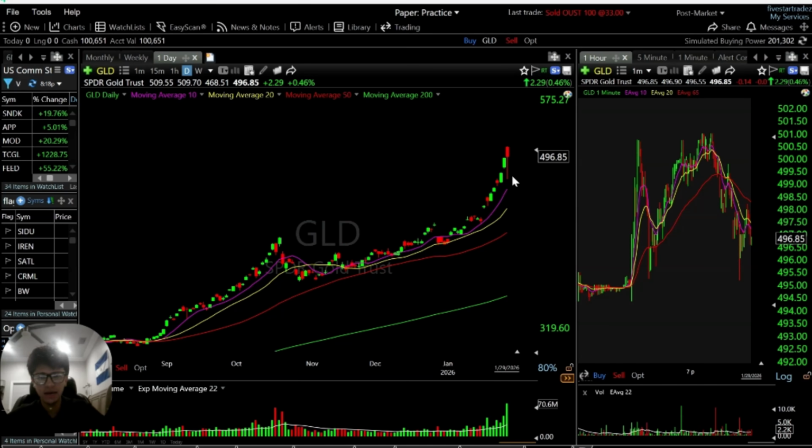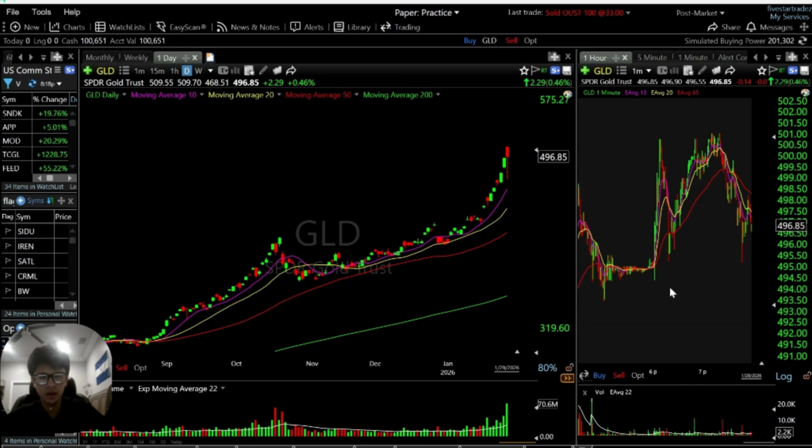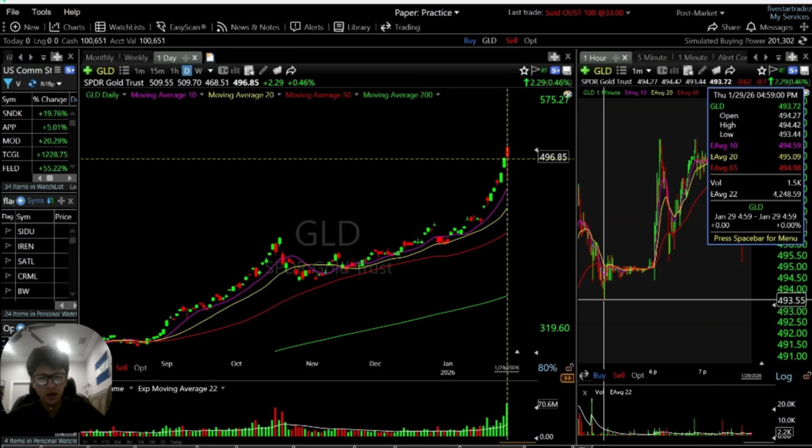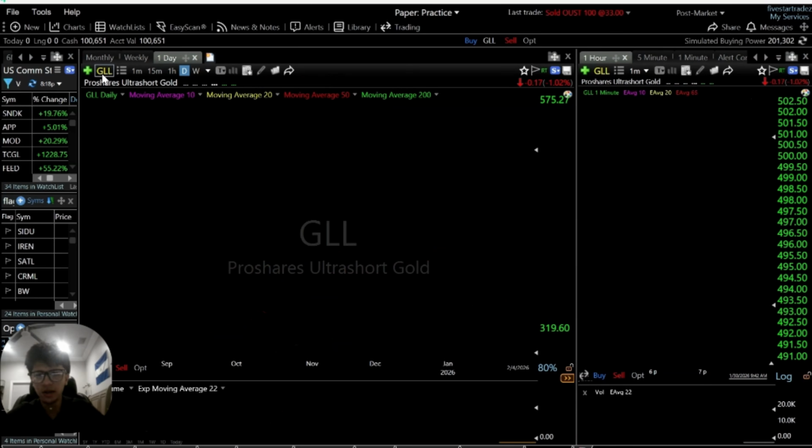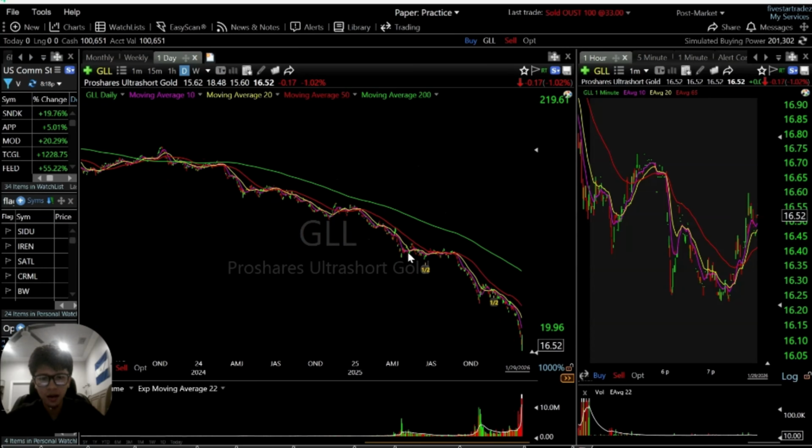A gap down tomorrow morning would be good for it to break previous day lows, which would be 493. And aftermarket, or overnight, I think it's at 493 or 494. If it breaks those, I'll short it again. I'm not going to get gold though. I will get GLL like we were saying. I'll probably get more shares.